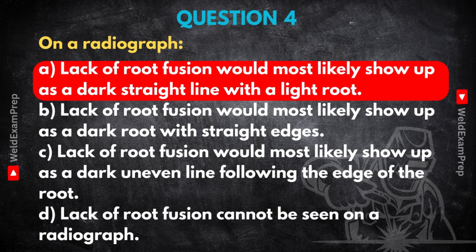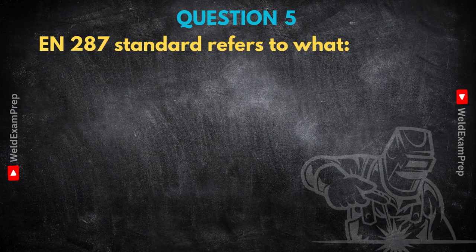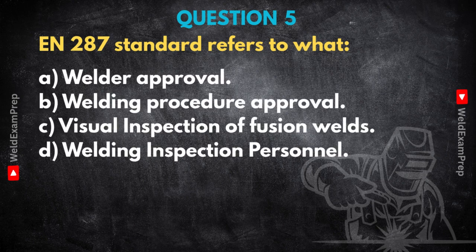Okay, last question for this session. Let's talk standards, the backbone of everything we do. What does the EN 287 standard specifically refer to? Your options: A, welder approval; B, welding procedure approval; C, visual inspection of fusion welds; D, welding inspection personnel. Okay, this is fundamental knowledge for any inspector. Straightforward but crucial. The correct answer is A.